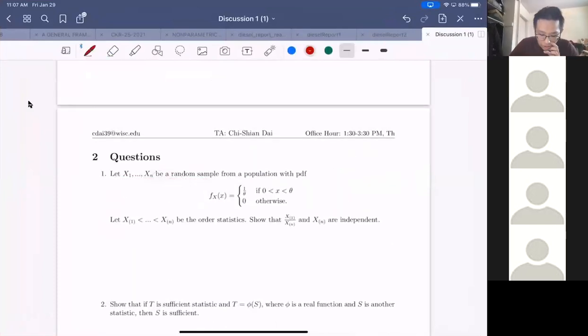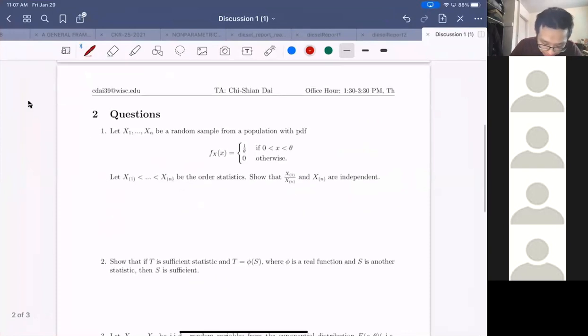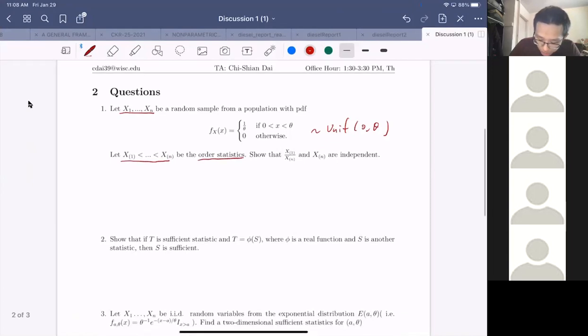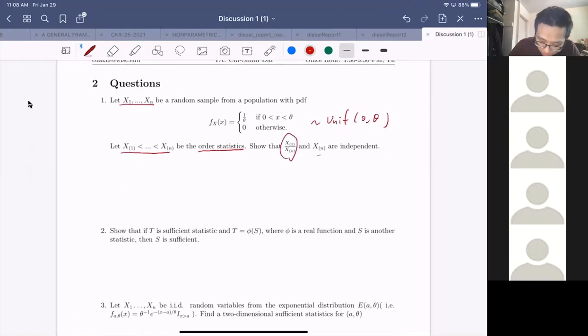So for the first question, we have random samples from the uniform distribution. And then we have S1 to Sn, they are order statistics. And we want to show that these are independent.